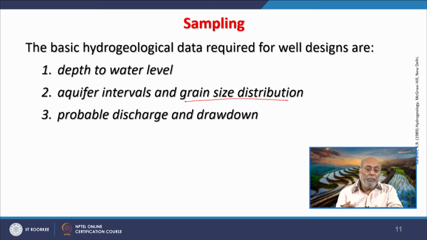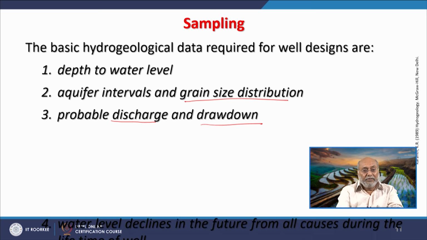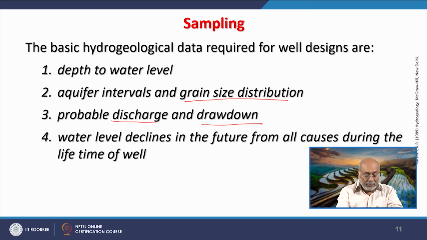So, a pump may be run for 1 day or 12 hours or overnight to assess the drawdown and, of course, the discharge, how much yield it will give. When we have been discussing the pumping test, this part we have discussed in an elaborated fashion, so I am not going to discuss it here.